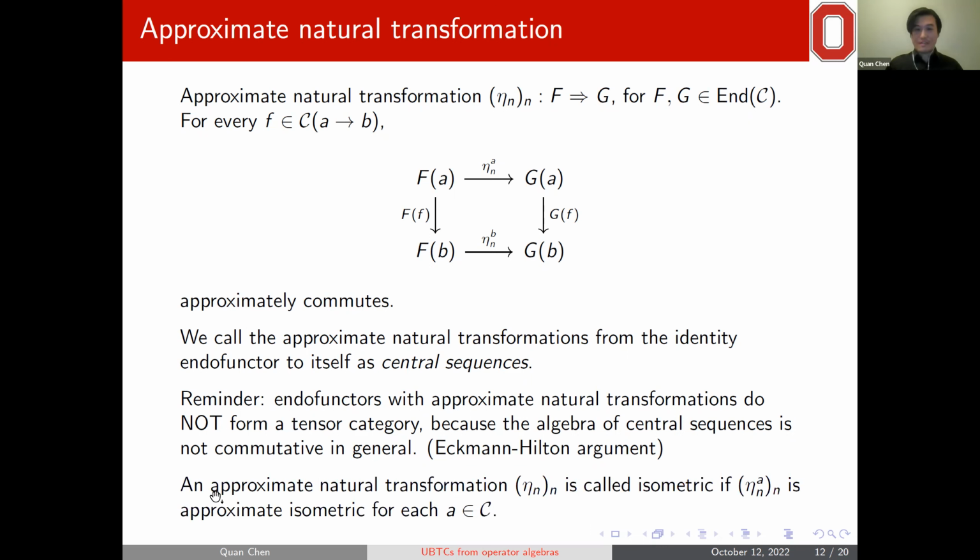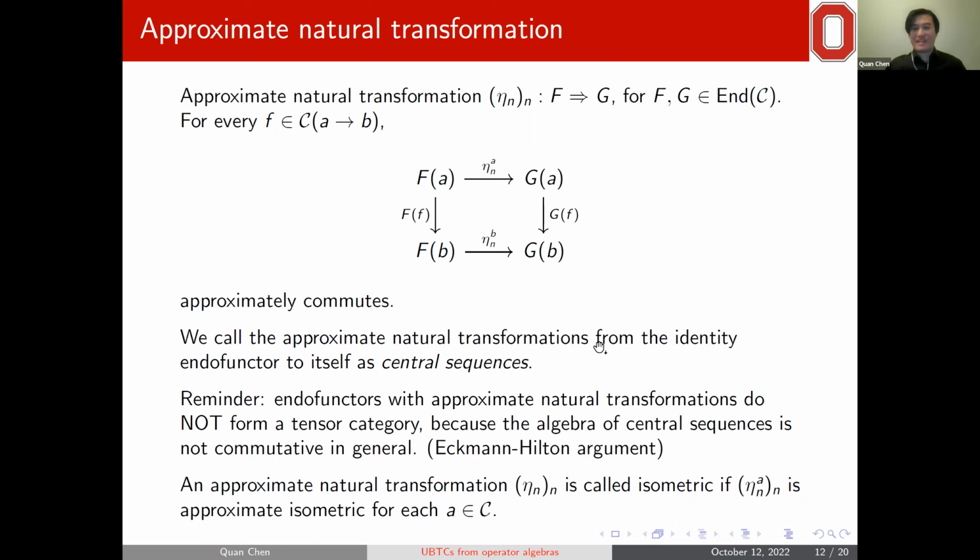In the end, we want to say an approximate natural transformation eta_n is isometric if each of eta_n A is approximately isometric for each A. All right. So again, we want these things. So eta_n A dagger eta_n A converges to identity, right? But we want this convergence not uniformly, just pointwise for each A. All right. So that's good. So now we're going to construct.